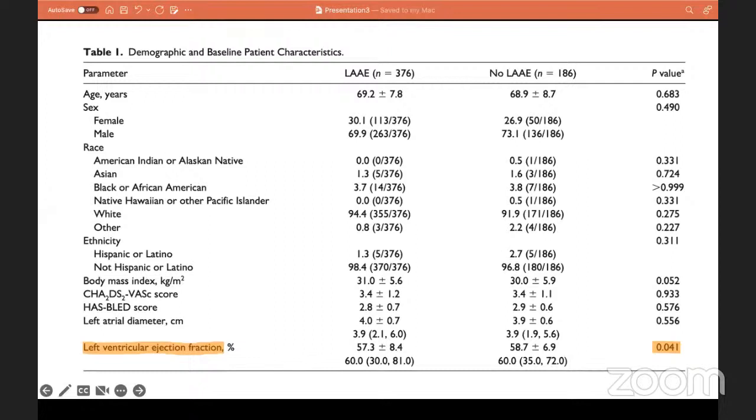But there's only one significant difference between the 2 arms, with a significant p-value of 0.041, which was the left ventricular ejection fraction. For the interventional arm, it was 57.3, and for the control arm, it was 58.7. And this is the full range of ejection fraction.